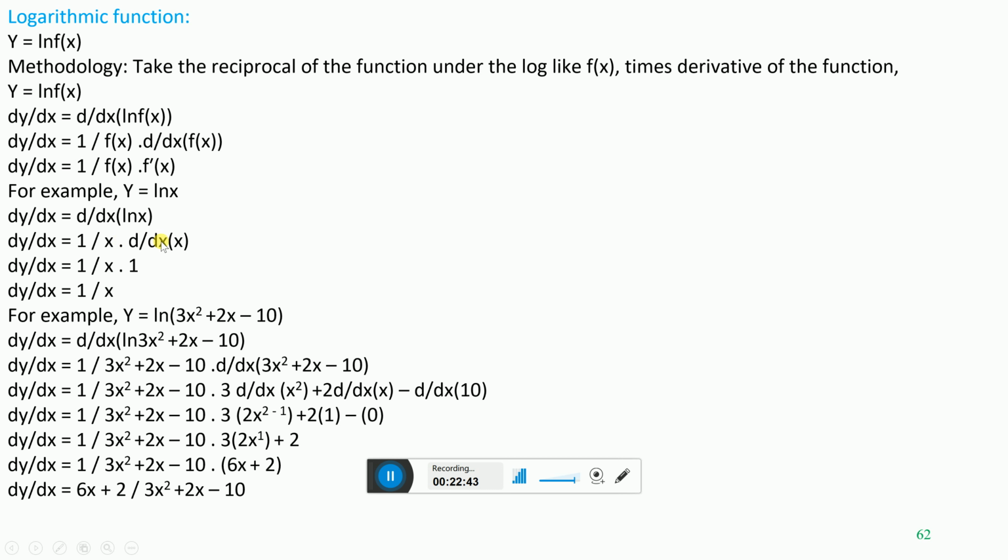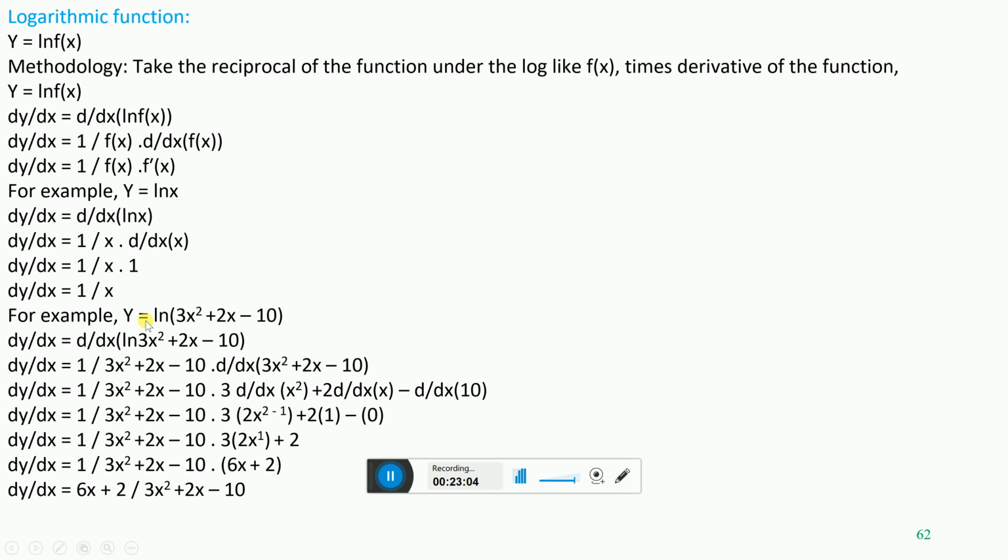And I will find the derivative of the x which is under the log. So d over dx of x. And the derivative of x with power 1 is always 1. So dy over dx is equal to 1 over x. This is the derivative of the function that we found. Let me put another example.